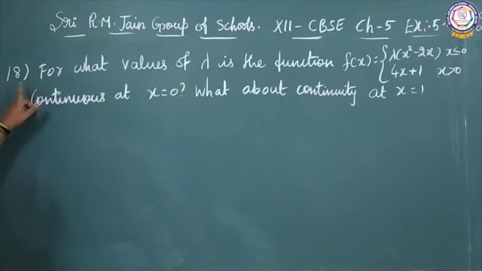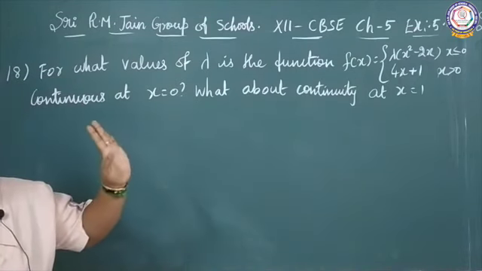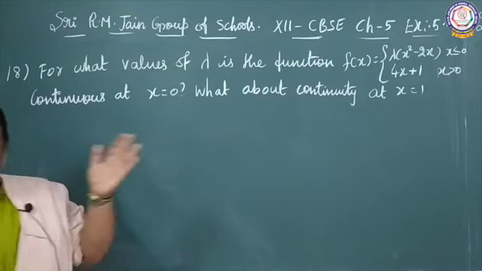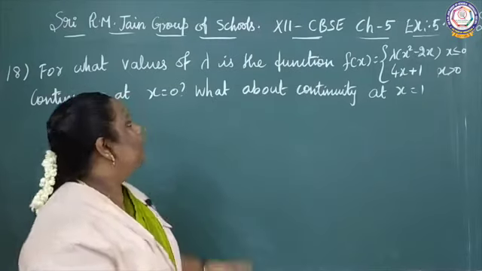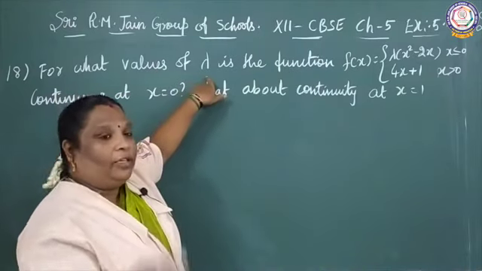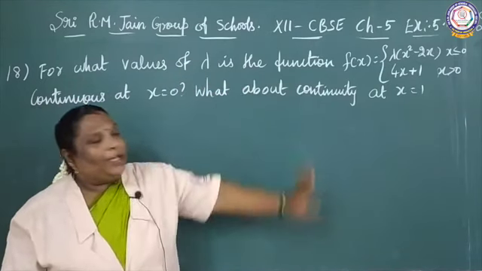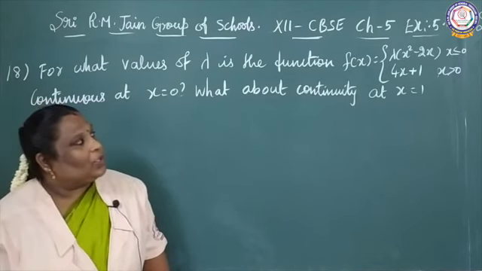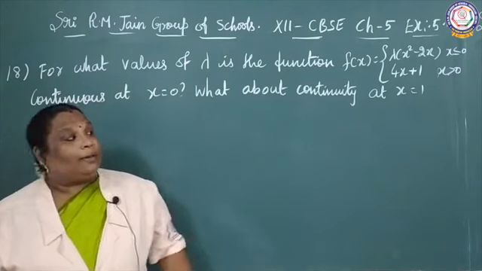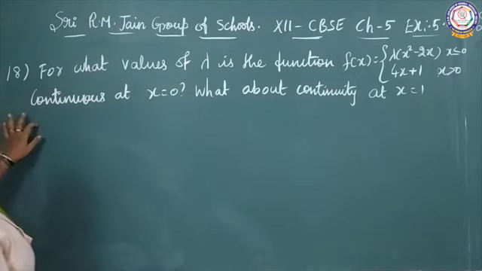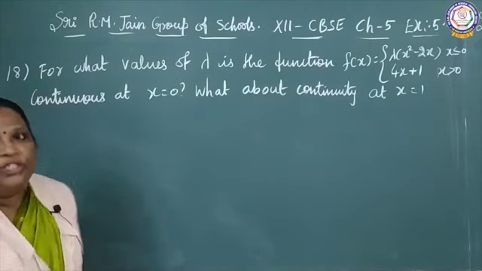See, the 18th sum: for what values of lambda? In the previous sum, it is continuous at x equal to 3, so we have no problem. Left hand limit equal to right hand limit equal to f of x, we substitute and get the values of a and b. But here, we should find the values of lambda. Is the function f of x equal to lambda x square minus 2x for x less than or equal to 0, and 4x plus 1 for x greater than 0, continuous at x equal to 0? What about continuity at x equal to 1?